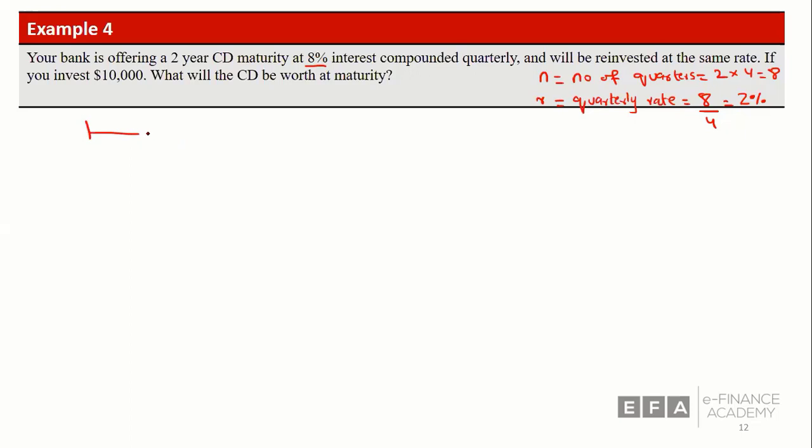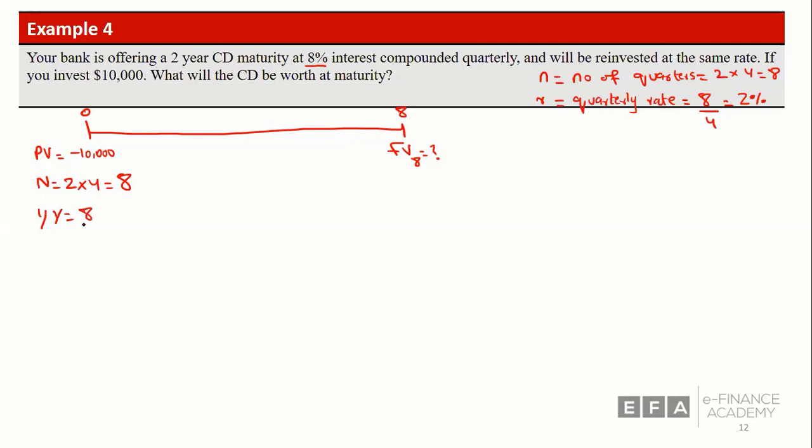If you are drawing the timeline, here is how it will be. At time 0, we are investing $10,000, which would generally be our present value. And we want to find the future value by the end of the 8th quarter. So what is the future value by the end of the 8th quarter? That is what we are actually looking at. In this case, as we said, it was 2 times 4, which will be 8. We will input 8 in our calculator. Interest rate, as we said, will be 8 divided by 4. We will input 2% in our calculator. Payment, as before, we will keep it 0.